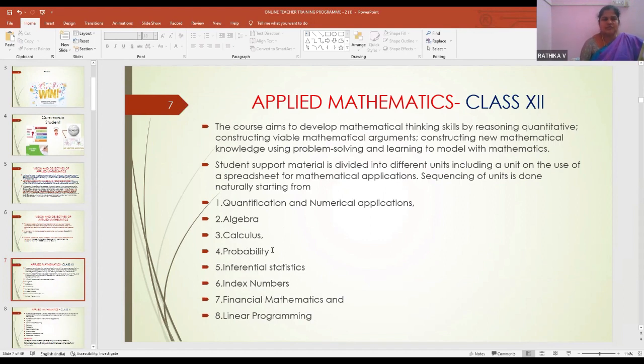And probability, we have in class 12 only. Binomial distribution, that is also deleted, but they learned in class 11 itself up to Bayes theorem. In class 12, they learn binomial distribution, Poisson distribution, normal distribution. So many extras they are learning in the commerce streams.